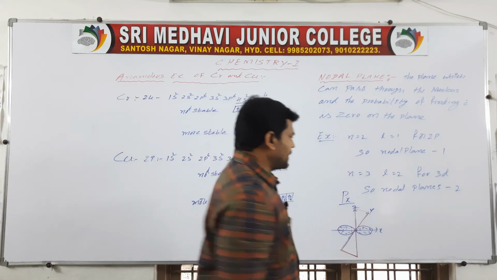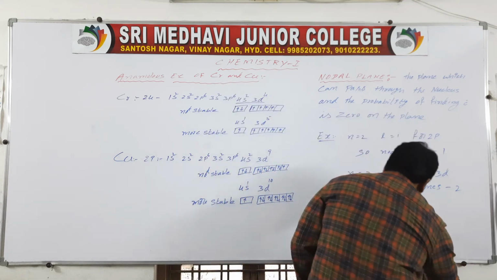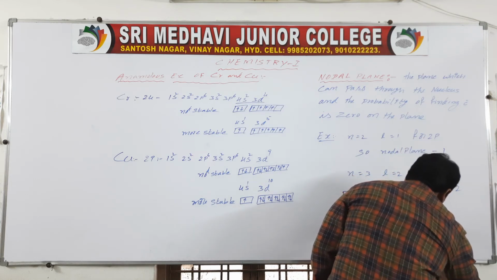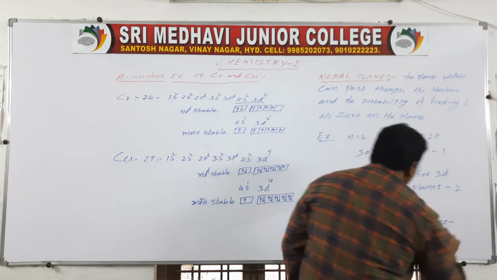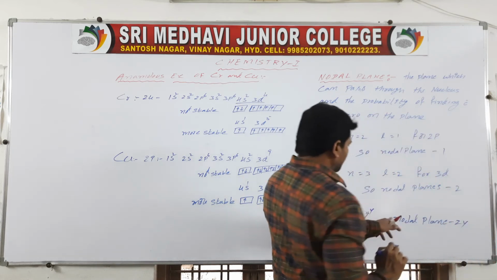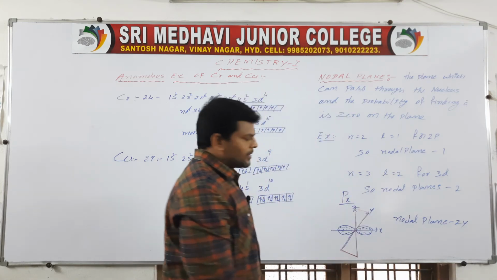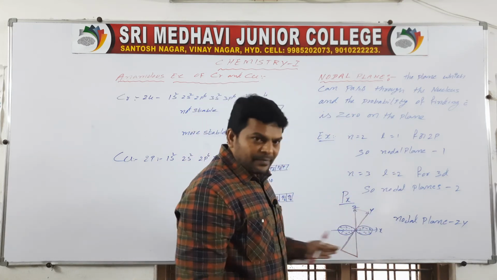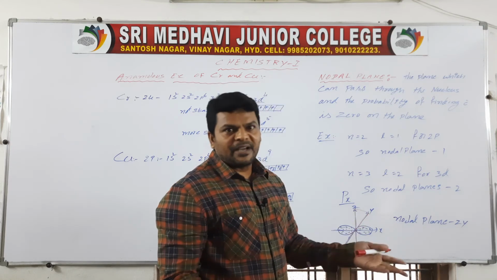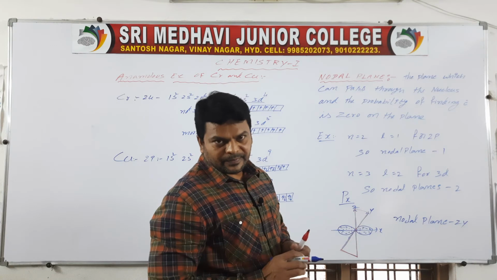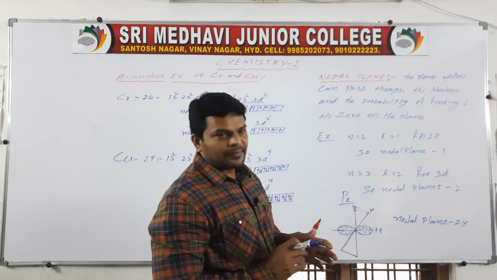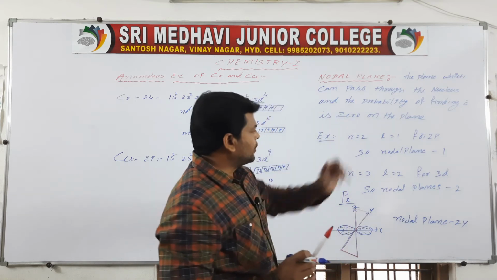So for px orbital, nodal plane is equal to zy. For px orbital, nodal plane is equal to zy. It is the plane which can pass through the nucleus. On the plane, probability of finding electron is 0. So it is nothing but a nodal plane.